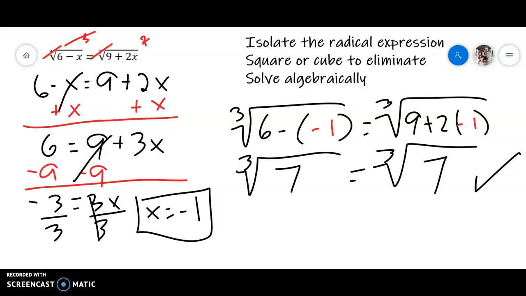I hope that helps you with solving radical equations. Isolate, square, cube, and then solve algebraically. In the last step, you should always go back and check to make sure it actually works. Okay? Good luck.